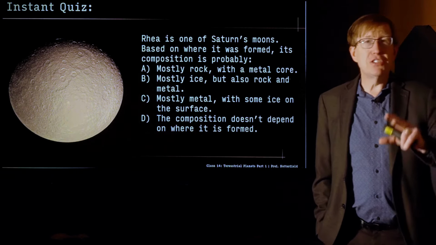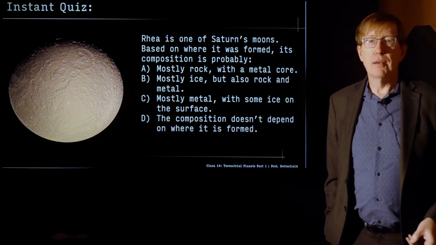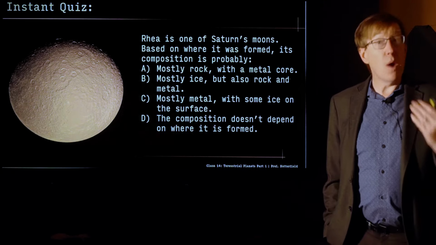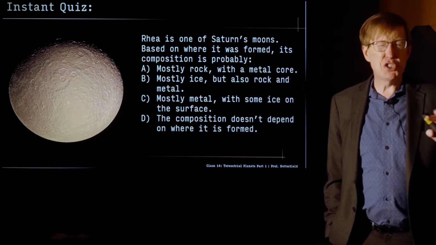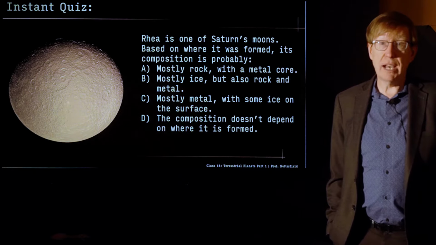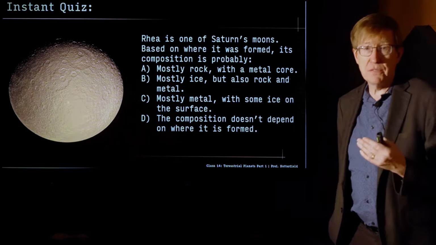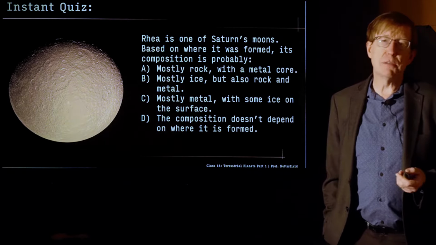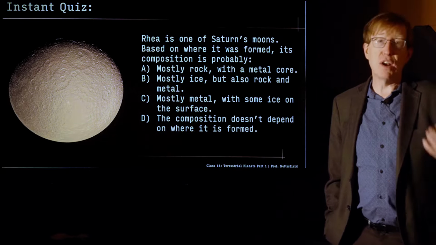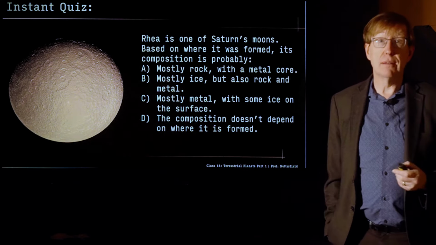So next, let's do an instant quiz, just so we can make sure we're following what we're doing so far. Take this quiz question. Rhea is one of Saturn's moons. Based on where it was formed, its composition is probably what? Mostly rock with a metal core? Mostly ice, but also some rock and metal? Mostly metal with some ice on the surface? Or the composition doesn't depend on where it was formed? So based on what we talked about, the frost line, and where Rhea is, which of these four do you think is right?